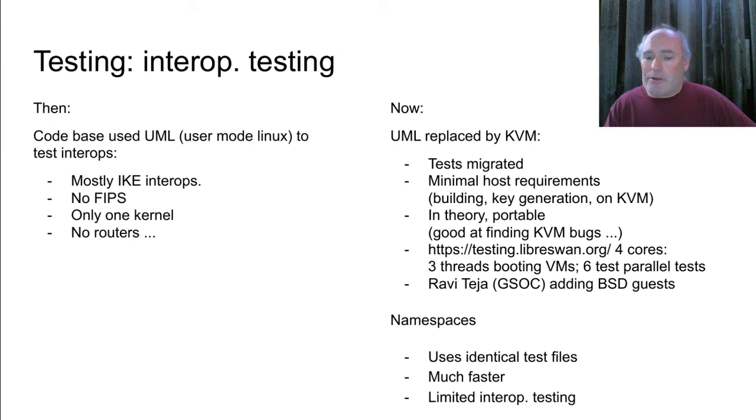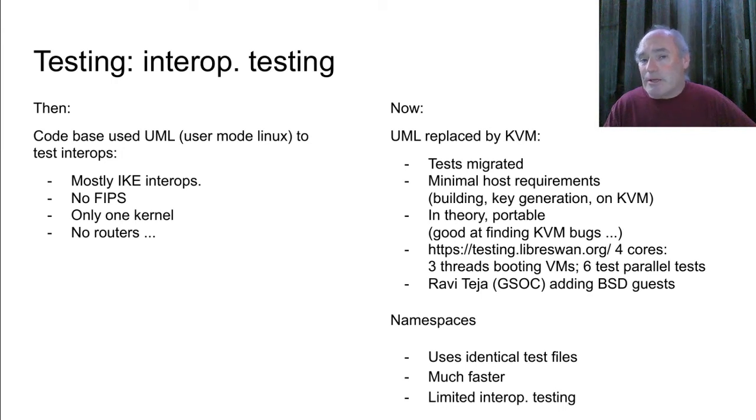Within it has 3 threads just dedicated to booting VMs, and then it's trying to run 6 parallel tests. And so in a 2-hour, 3-hour test run, it's probably done 3,000 VM reboots and other operations. So if you've got leaks in your KVM code, you're going to find it. And based on history, we do find it. And again, as I mentioned earlier, we've got Ravi adding BSD guests so we can start doing interop testing with that.